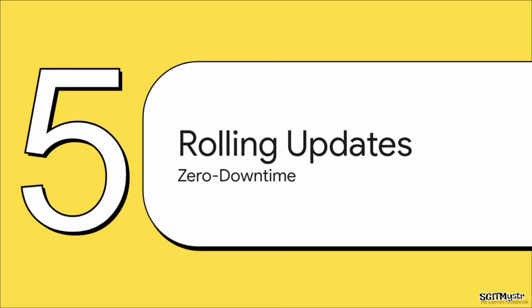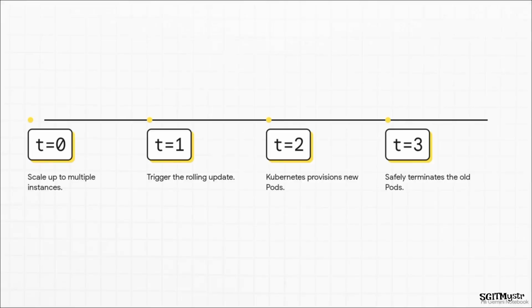Section 5, Zero Downtime Rolling Updates. It's time to upgrade our app to a brand new version, and we are going to do it without dropping a single user connection. This timeline really maps out the sheer brilliance of a rolling update. The system incrementally replaces old pod instances with new ones, ensuring the new ones are fully ready to go first.